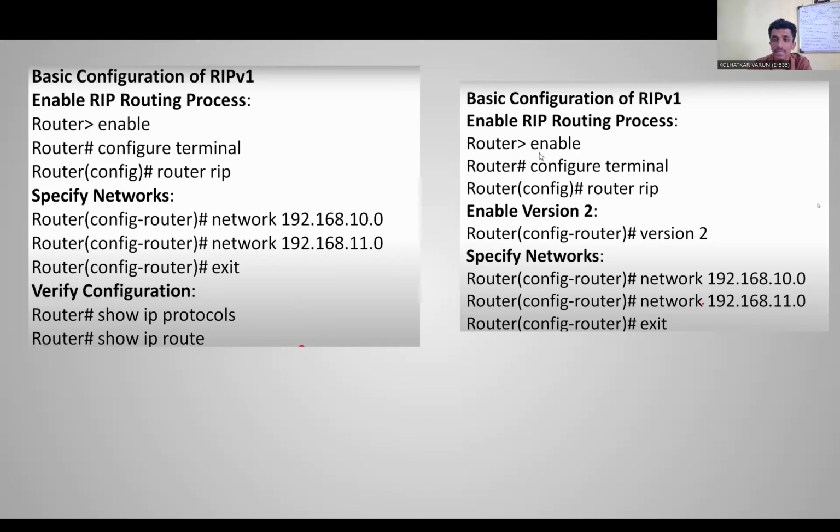For enabling version 2, we just have to write this: configure router rip version 2. There is a difference in the command. You only have to put the command version 2 before introducing the advertisement of the routing information that is given here. Okay, so that was the configuration. We have almost done.